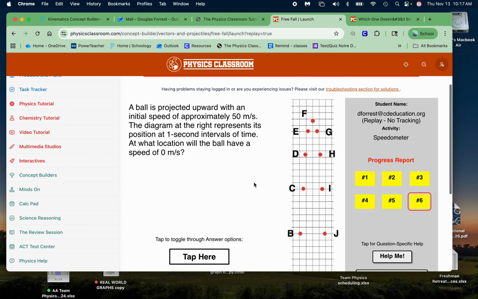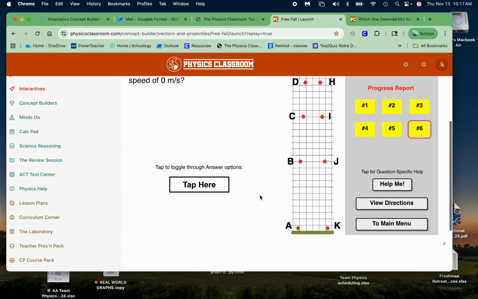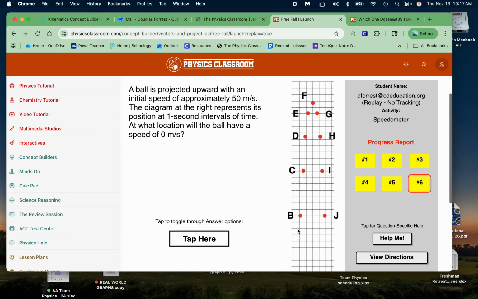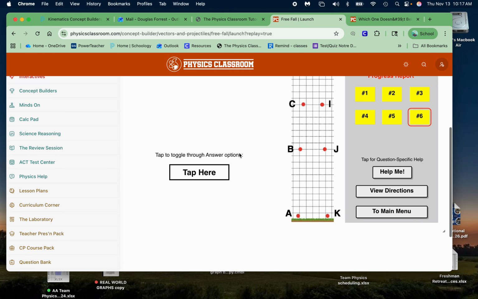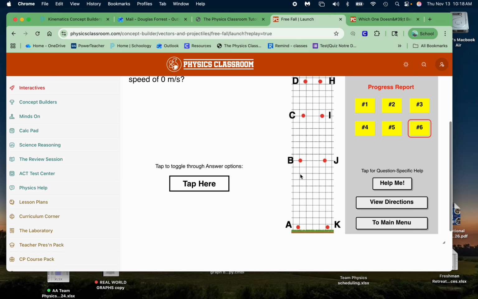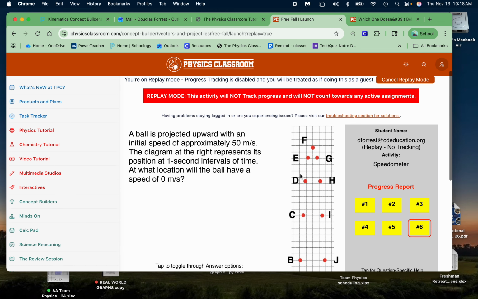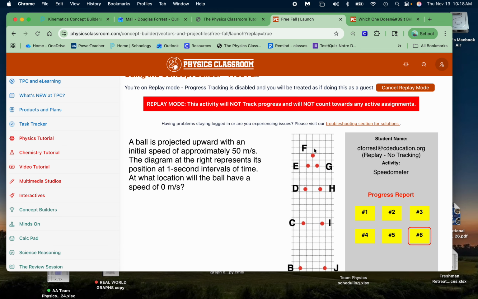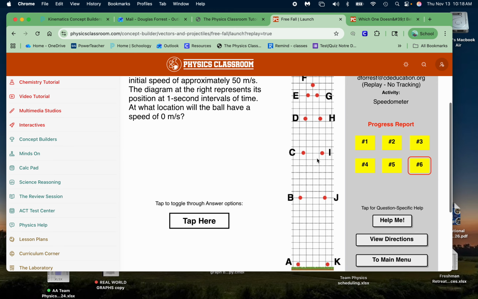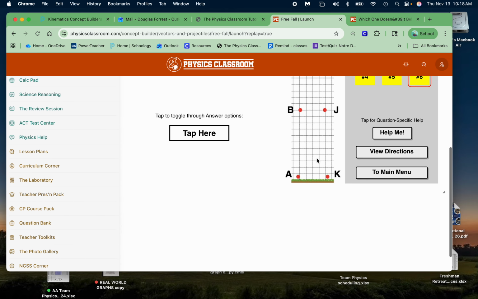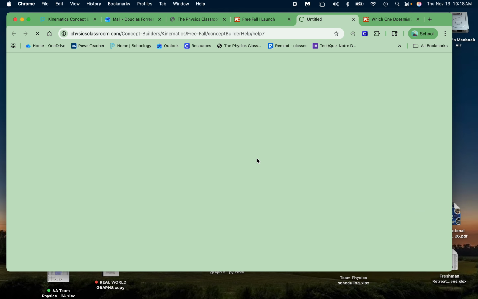For the speedometer 1, it says this ball is projected upward with an initial speed of approximately 50 meters per second. So that's here. And the diagram at the right represents position at 1 second intervals of time. What location would the ball have a speed of 0 meters per second? Well, if you recognize that gravity's acceleration is changing things at 10 meters per second every second, you realize it's slowing down at 10 meters per second every second on the way up. It's 0 meters per second at the top, speeding up at 10 meters per second every second on the way down.